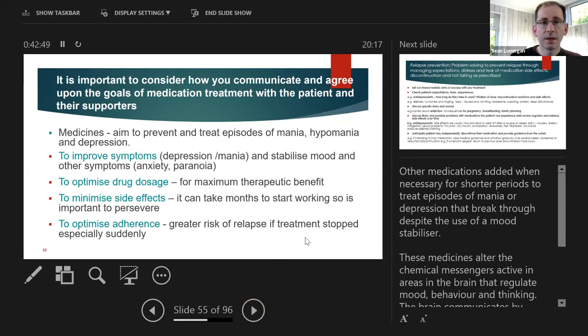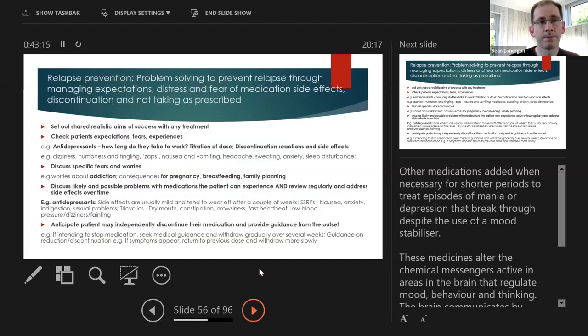So it's important to consider how you communicate and agree upon the goals of medication treatment with the patient and their supporters. Medicines aim to treat episodes of mania, hypomania, and depression to improve symptoms, optimize drug dosage for maximum therapeutic benefit, minimize side effects, and optimize adherence. And they're the core, I suppose, areas to stress with regard to a patient with bipolar.